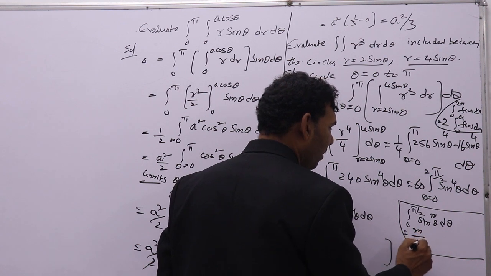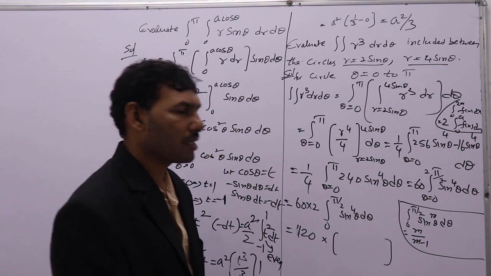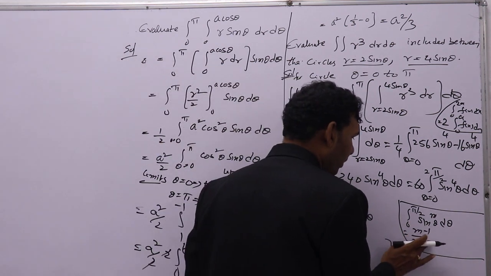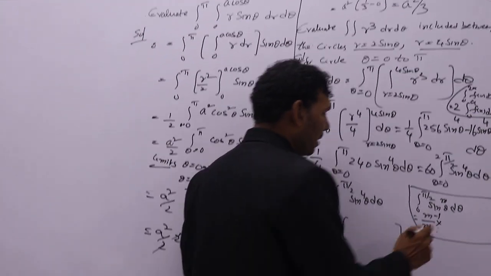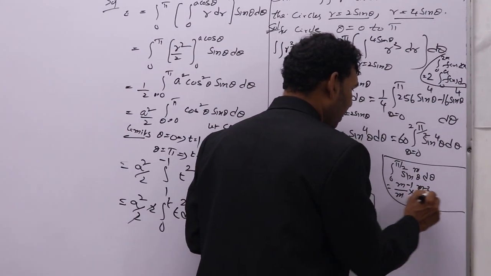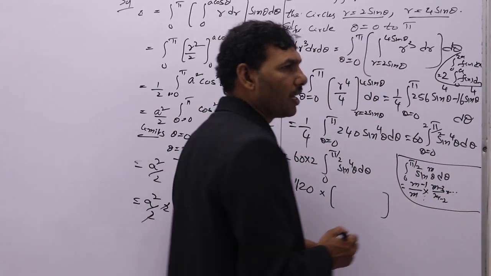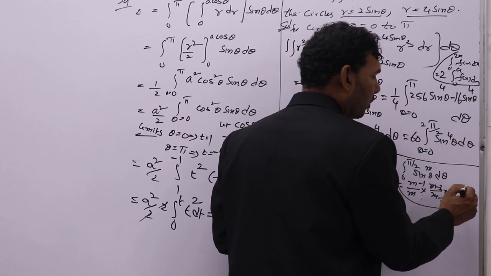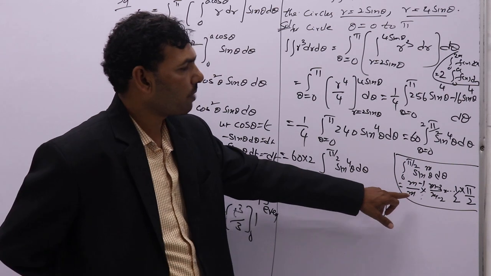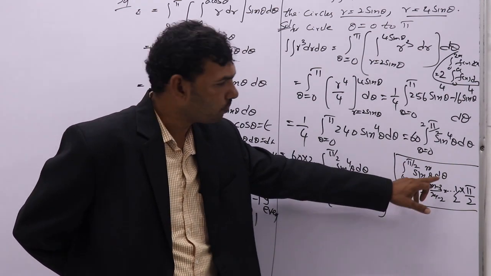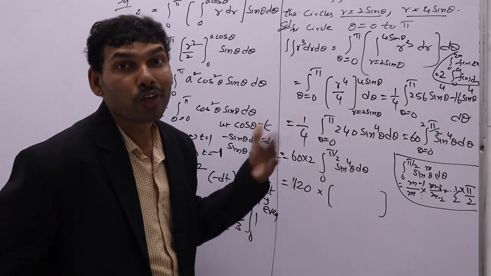The formula is m minus 1 by m, into m minus 3 by m minus 2. Like this you need to keep multiplying till you get 1 by 2. If you get 1 by 2, multiply that with pi by 2. m minus 1 by m, m minus 3 by m minus 2, m minus 5 by m minus 4. Like that you need to subtract till you get 1 by 2.